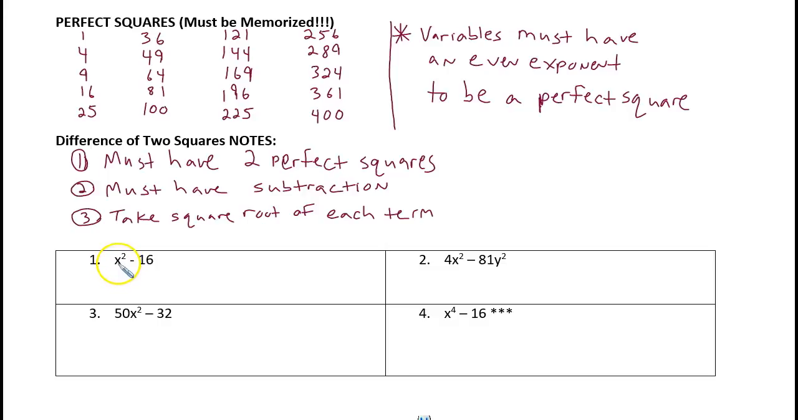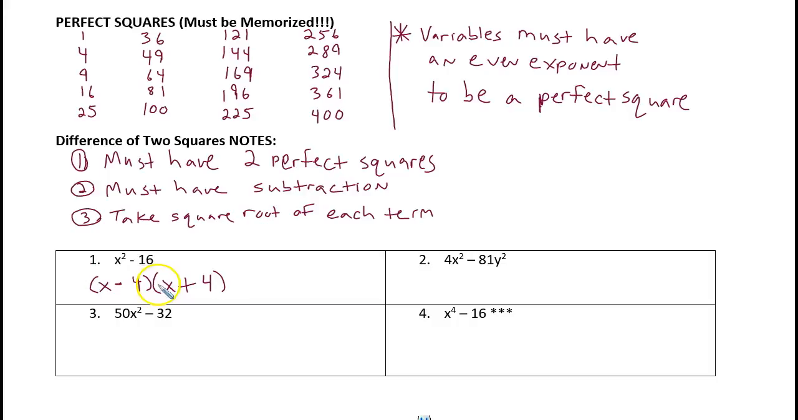Is x squared a perfect square? Well, yes, it is. It's x times x, right? Is 16 a perfect square? Yes, it is. It's 4 times 4. So the way that this works is we take the square root of x squared and we put it first. That's x times x. We take the square root of 16, which is 4 times 4, and we put it at the end. And we're going to use both a positive and a negative sign. And this is the factor of x squared minus 16.